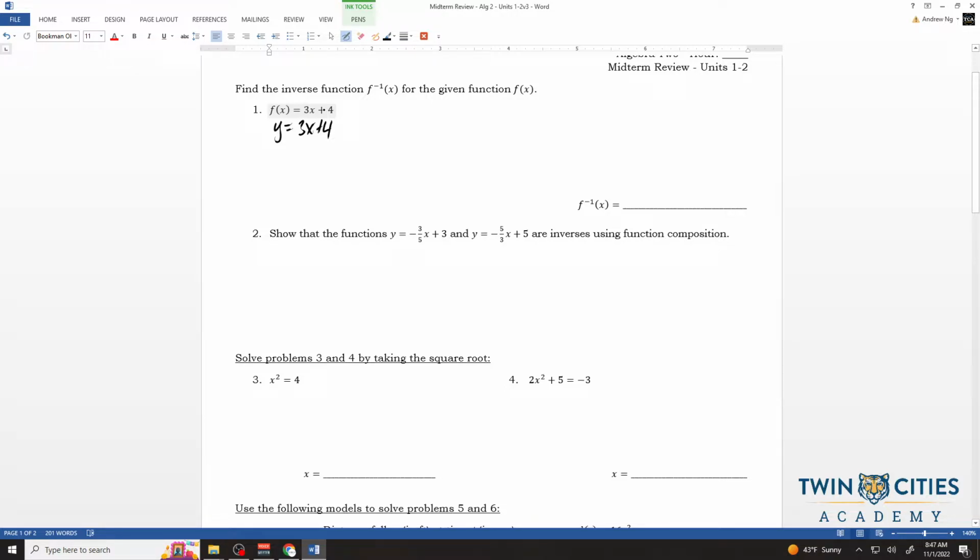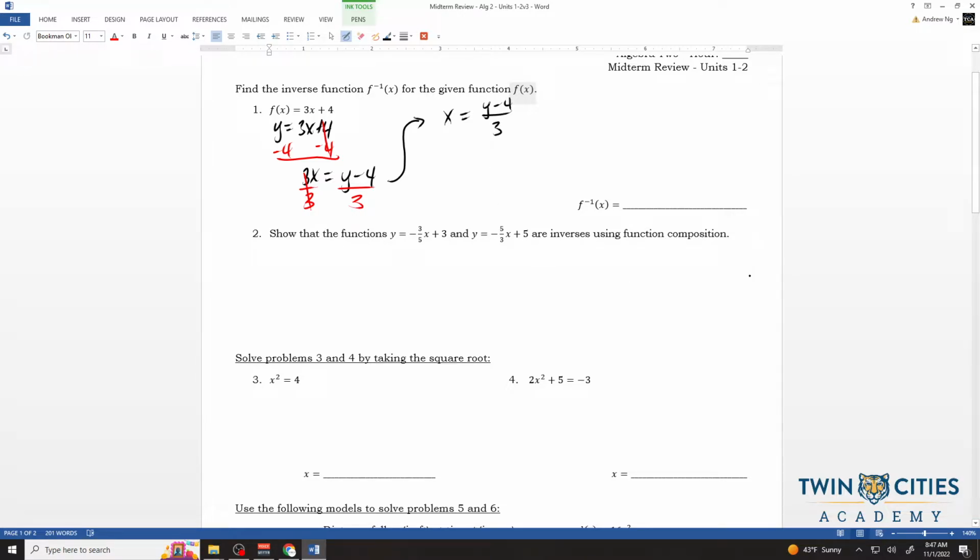Next, I want to solve for x, so I want to get x alone. So let's subtract 4 from both sides here. Okay, this is going to give me 3x equals, and then we'll write y minus 4 over here. And then let's divide by 3. Okay, I've now solved for x. X equals y minus 4 over 3.